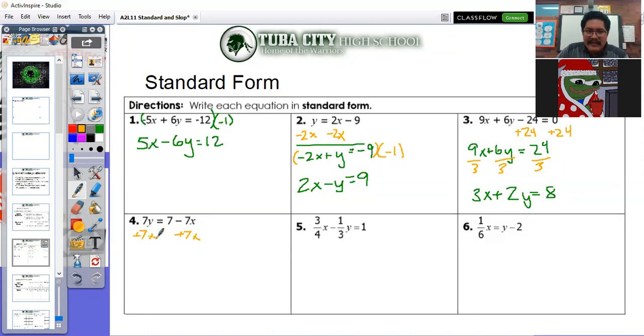And I'm going to go ahead and move x over to this side. So I'm going to move all my variables to the left side, which is the way variables should be. 7x plus 7y equals 7. Now we can go ahead and divide everything by 7. And now, if I divide everything by 7, x plus y equals 1. And we're done with that one there.